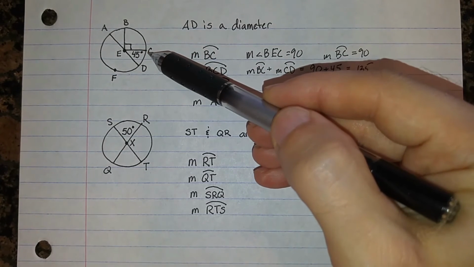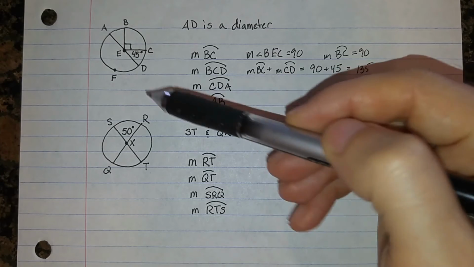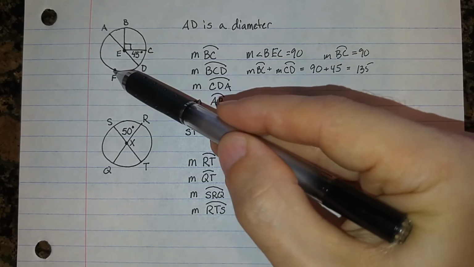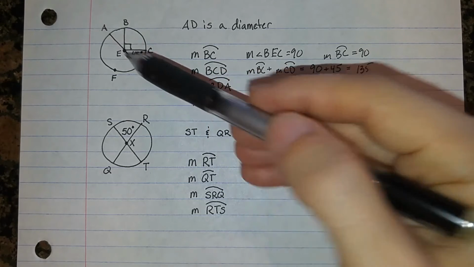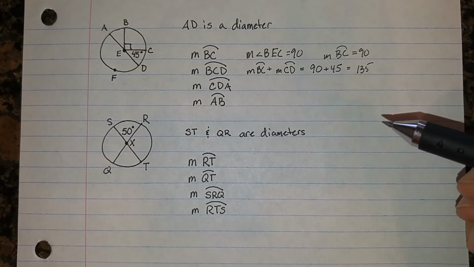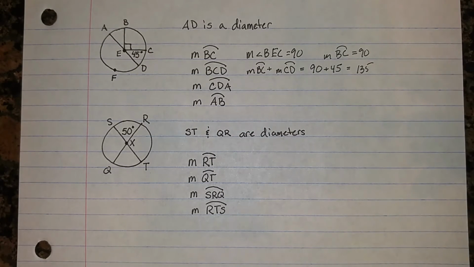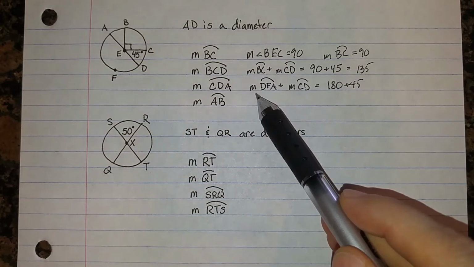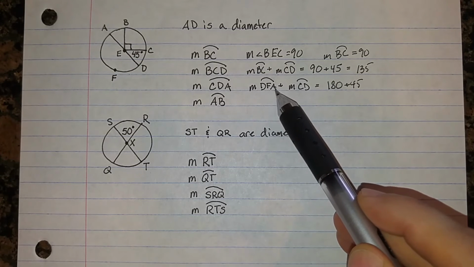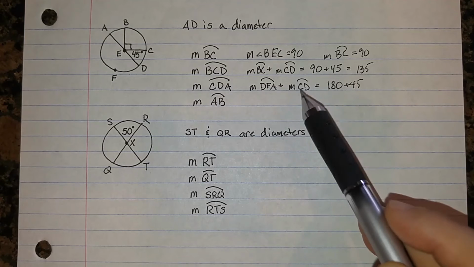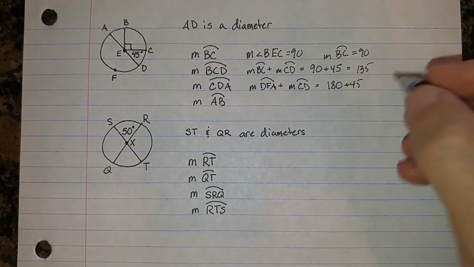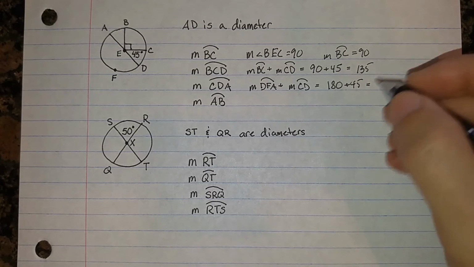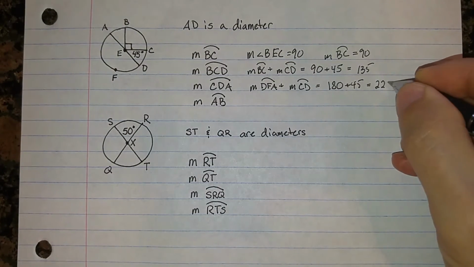So when you look at this, arc CD we know is 45. Arc DFA, well, if AD is a diameter, that makes this a semicircle, and a semicircle is 180 degrees, half of 360. So the measurement of arc DFA, which is a semicircle, is 180. The measurement of arc CD, which is right here, is 45. Together, that's going to be 225 degrees.